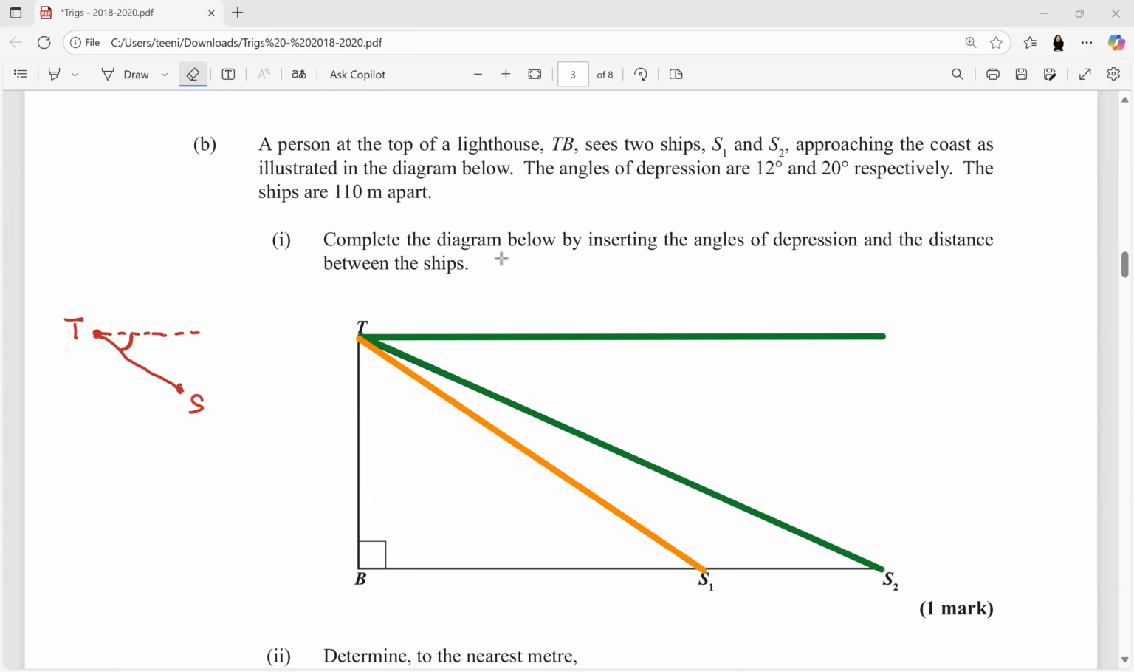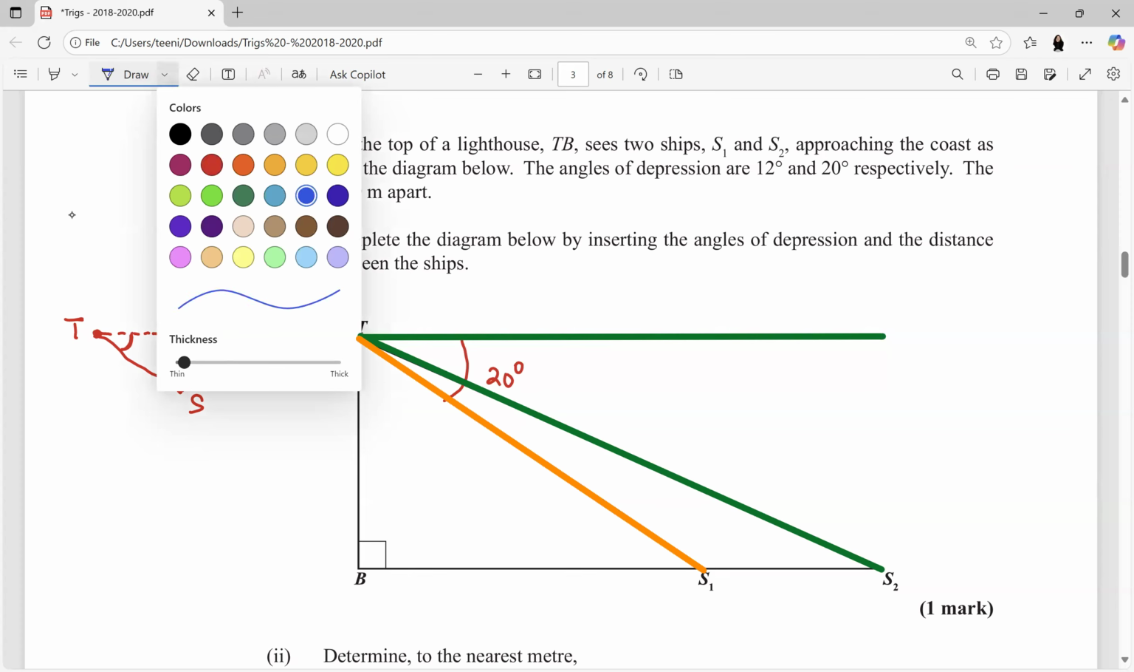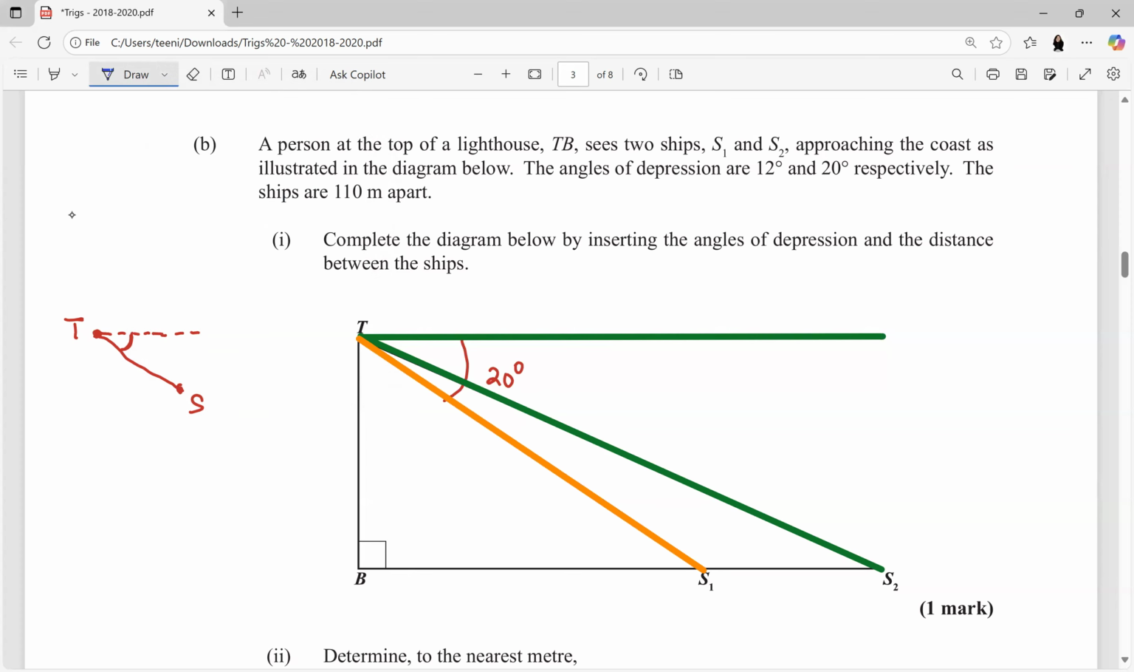Right? So really and truly, this angle is obviously bigger, right? This one here on the outside, the angle of depression of S1 from T is the bigger angle. So that one should really have been 20 degrees. And then your angle of depression of S2 from T should be the smaller one between here and here, which is 12 degrees. That's really how it should have been. So they wrote it. They didn't write the correct thing.